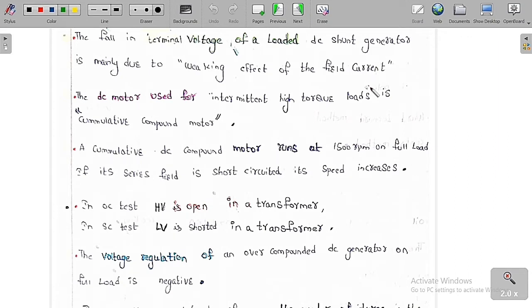So the fall in terminal voltage of a loaded DC shunt generator is mainly due to the weakening effect of the field current, because whenever you go for loaded operation, the current IA is formed. This IA produces a flux which is opposite to the rotation, so the electrical torque and the mechanical torque are opposite. So we get a decrease in speed. As speed decreases, we definitely get a less EG, and less EG means less VT. This is the point that you always have to remember.